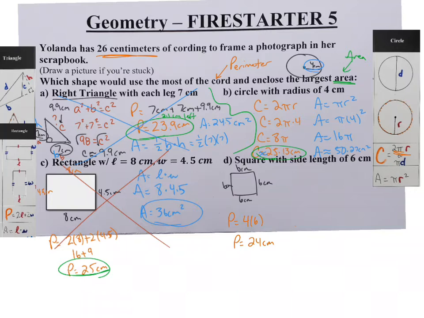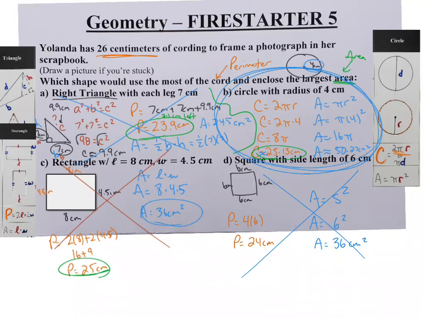So this one has 2 centimeters left over of chording. Now, unless the area is really significantly better than the circle, I'm probably not going to use this one. But let's find out. Area is equal to side squared, or you could do length times width. So area is equal to 6 squared. Area is equal to 36 square centimeters. So I'm not going to use that one either.